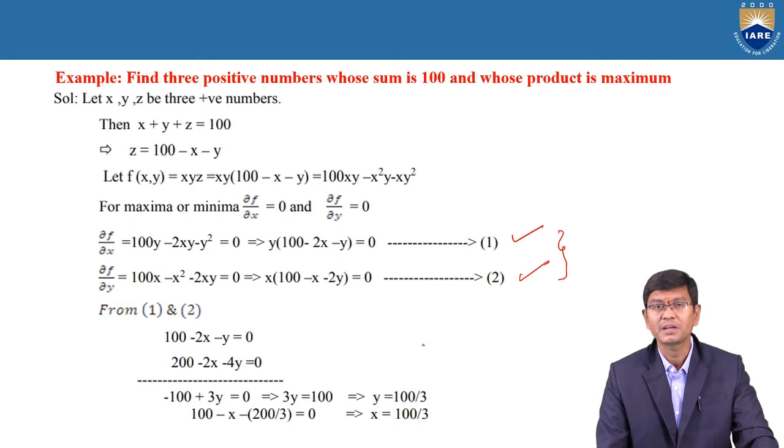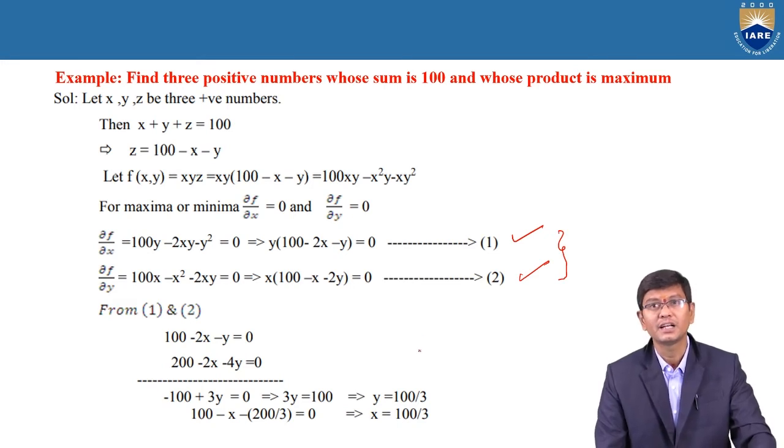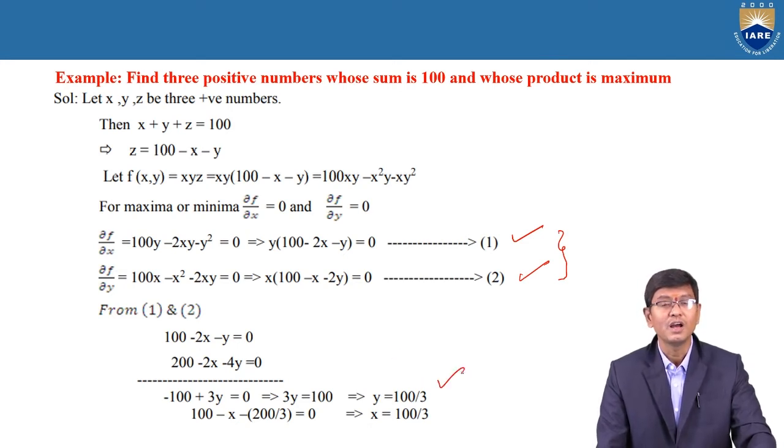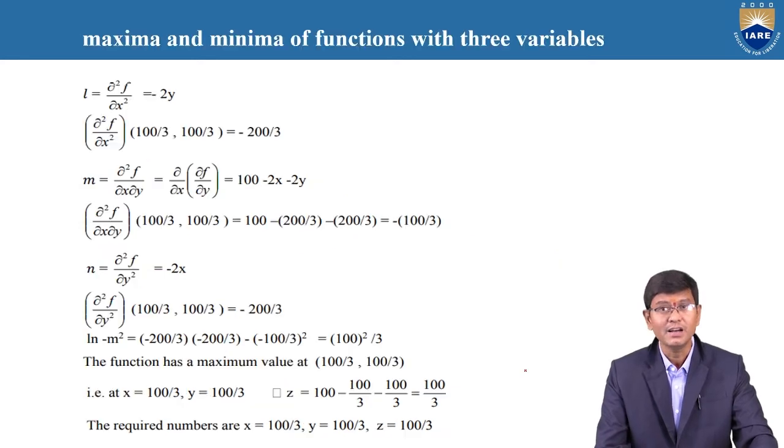Because we want to cancel x, the second equation is multiplied by 2 only. By solving, we clearly obtain 3y is equal to 100, therefore y is equal to 100 by 3. Using this y value in equation 1, we get that x is also 100 by 3. Therefore, the stationary point is x comma y equal to 100 by 3 comma 100 by 3.